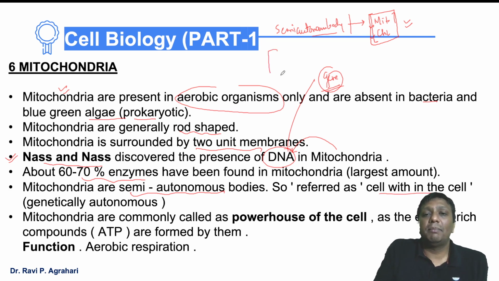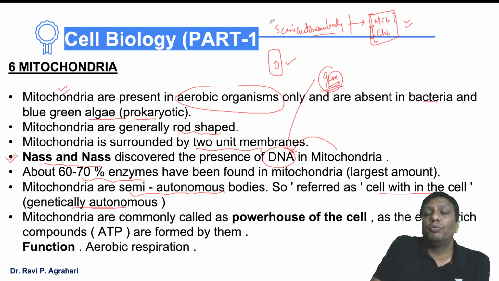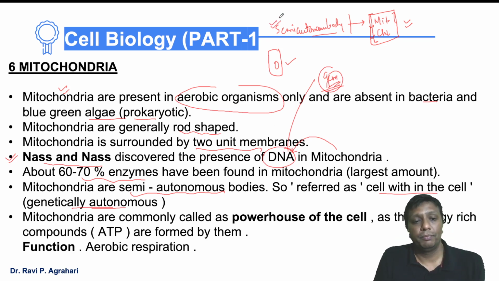Okay, within a cell, mitochondria is like a cell available inside a living organism and is genetically autonomous. Why genetically autonomous? Because they have DNA and they have genes. And this type of feature you will not get anywhere except in the chloroplast. And this is the reason mitochondria and chloroplast both are called semi-autonomous bodies. That is also a very, very important question for all of you.